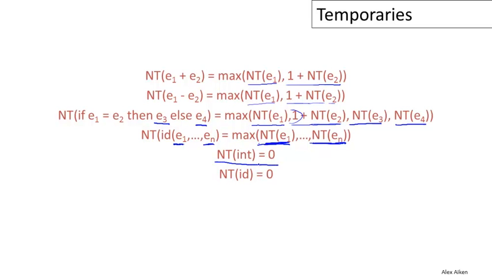And then for an integer, that doesn't take any space at all. It doesn't require any temporaries, so there's 0 temporaries required for that. And also for a variable reference, those require no temporaries.